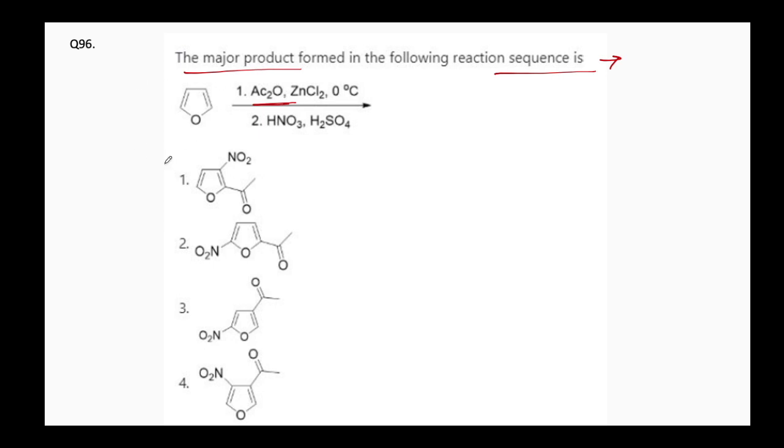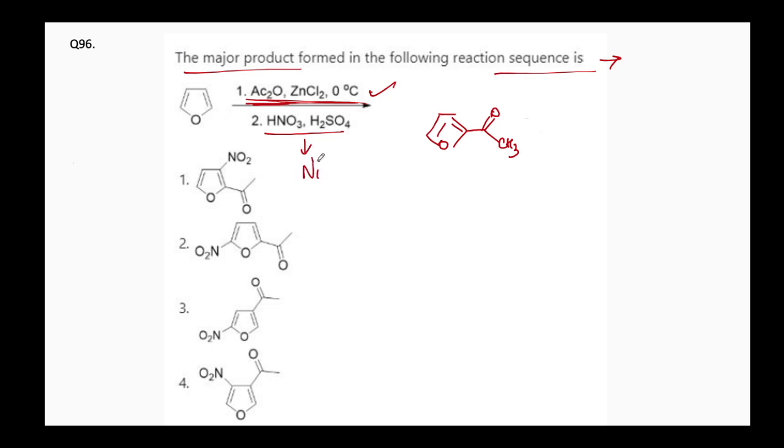So furan is not that aromatic, and acylation is already making it electron deficient, right? So the first electrophilic aromatic substitution, acylation, will definitely take place on the 2 or the 5 position like this. This is the product of the first step. What happens in the next step?